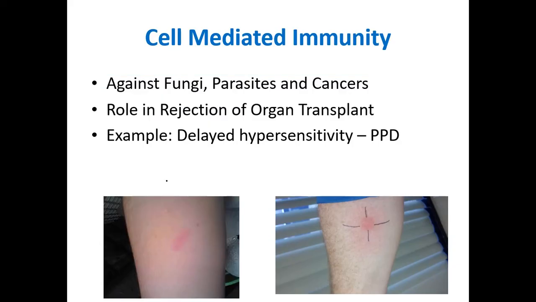Cell-mediated immunity, which is a part of both immune responses, is specifically effective against fungi, parasites, and certain cancers. These immune cells also play their role in rejection of organ transplants. For example, delayed or type 4 hypersensitivity in tuberculosis. This is due to their cell-mediated immune response.